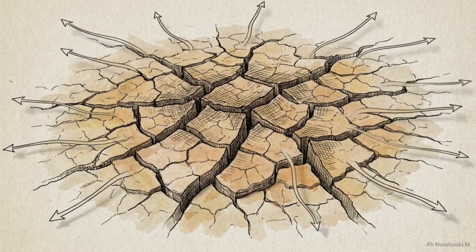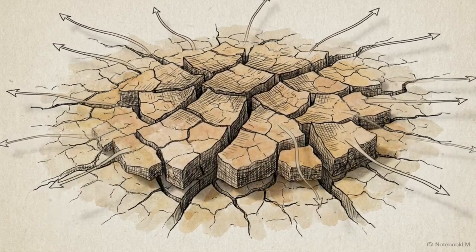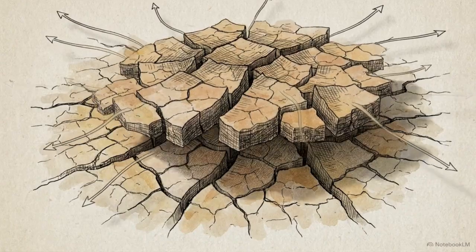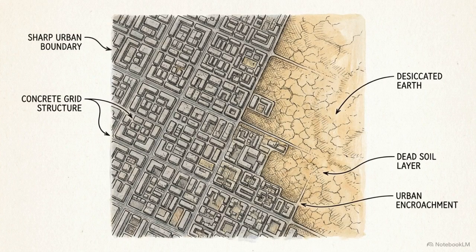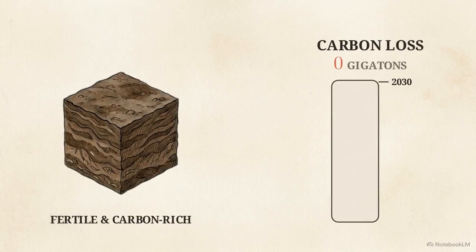Human activity has already altered 70% of all ice-free land on the planet. At our current pace, 90% of the Earth's surface will bear that same human imprint by the year 2050. This visualization shows the carbon cost.